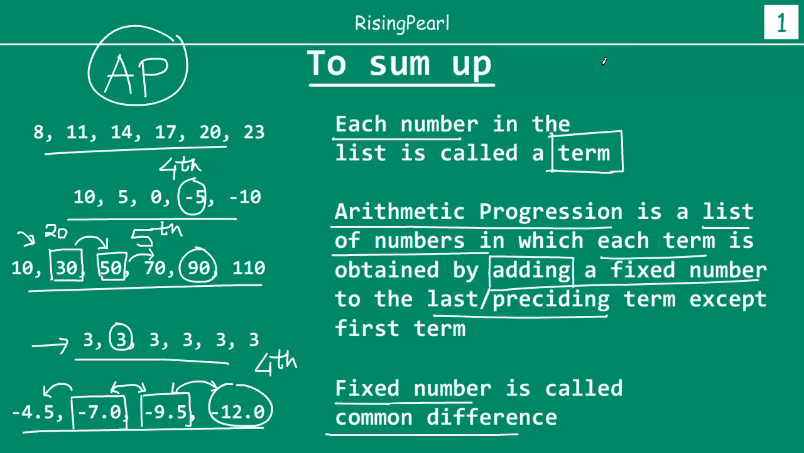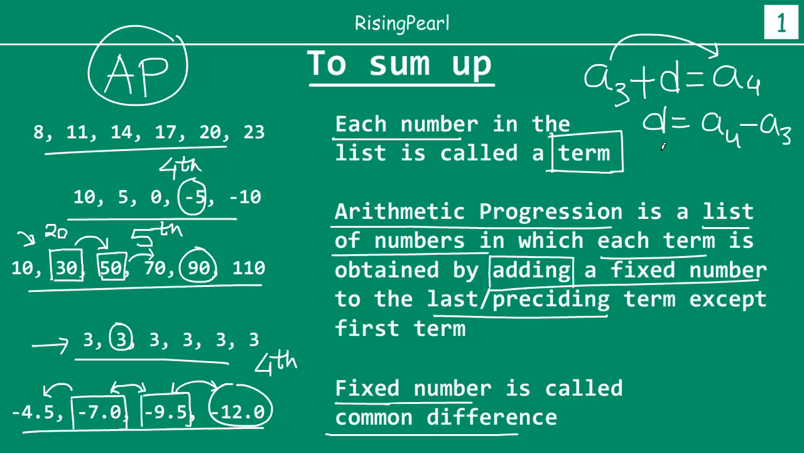So if you take the third term and add the common difference, you get the fourth term, right? In other words, common difference is nothing but, if you take this on the other side, a4 minus a3. So it is the same thing. If you take any of the terms and add the common difference to it, you get the next term.